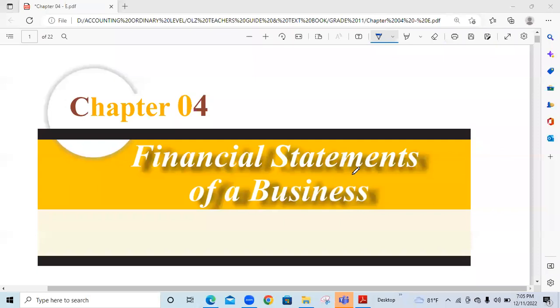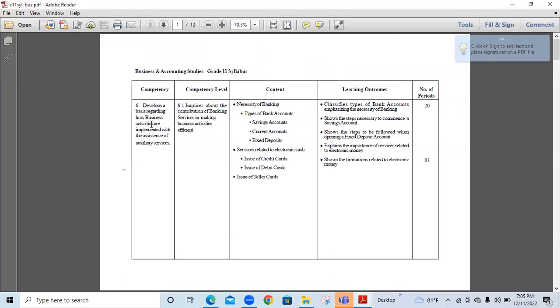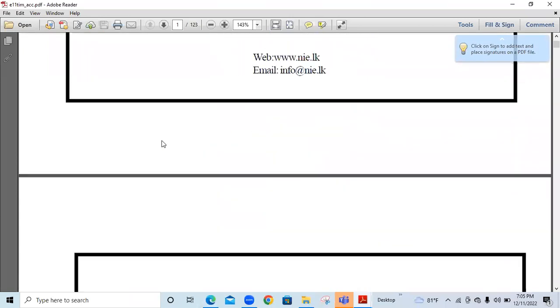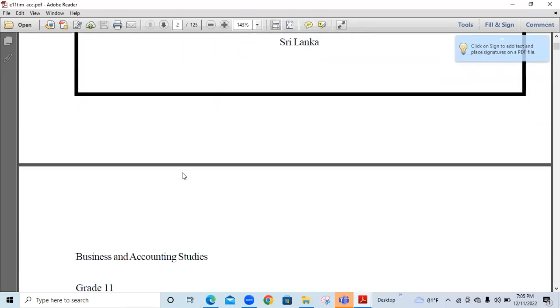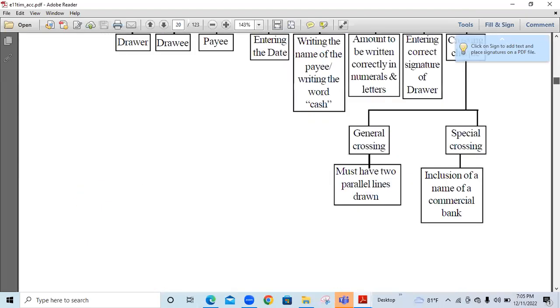The main purpose of this class is to introduce you to this chapter, the financial statements of a business. If you take your grade 11 syllabus, wait a minute, I think I have the book. Is this the one? Wait. Wait a minute, guys. I'll quickly try to find the chapters.